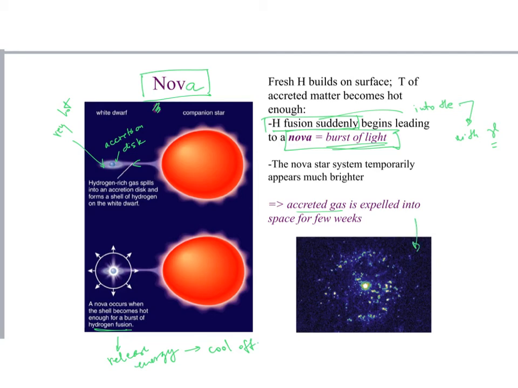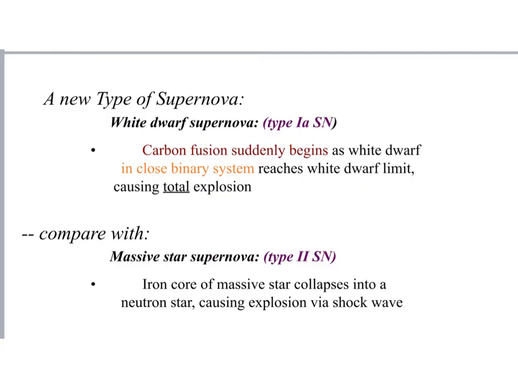Some of that accreted gas is going to be expelled into space for a few weeks. After that, there could be yet another nova phenomenon happening, especially if that dumping of hydrogen from the companion continues. Nevertheless, we already know now, when we learned from Chandrasekhar, that there is a limit as to how much matter, in this case hydrogen, we're going to be able to dump on the white dwarf.